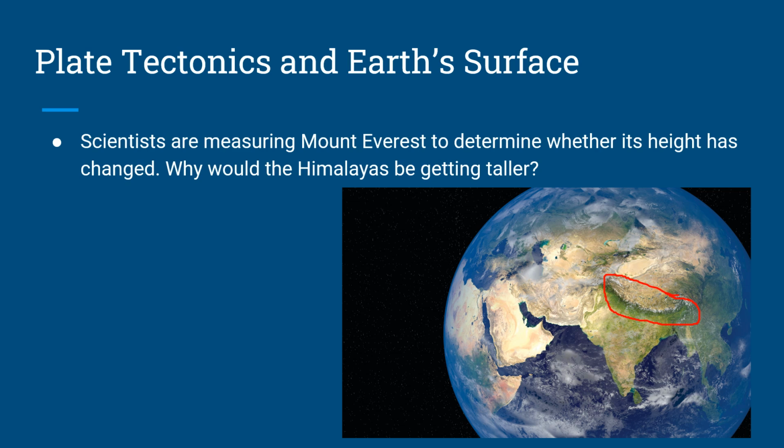And your image should look something like this, and then your circle should go about there. Now, scientists are measuring Mount Everest to determine whether its height has changed. Why would the Himalayas be getting taller? If India keeps moving into Asia, the mountains could keep crumbling and growing in height. And that has to do with the plates and how they're moving, which we will discuss in this section.